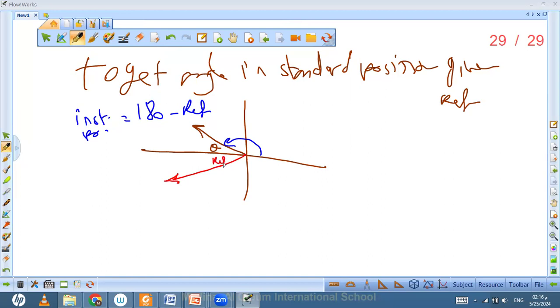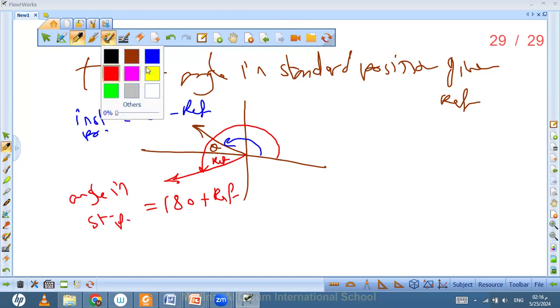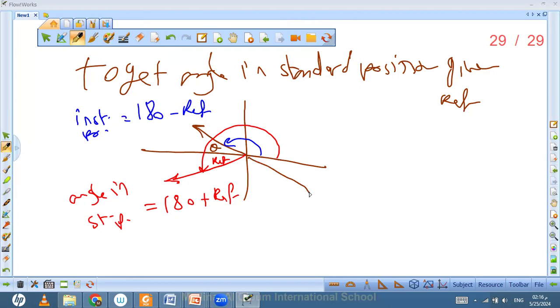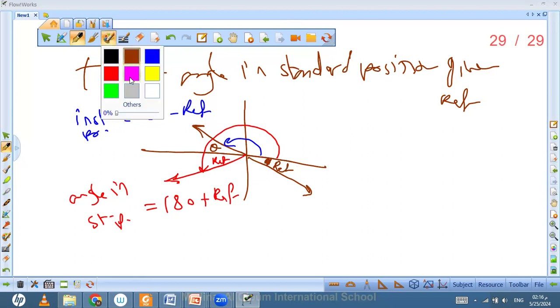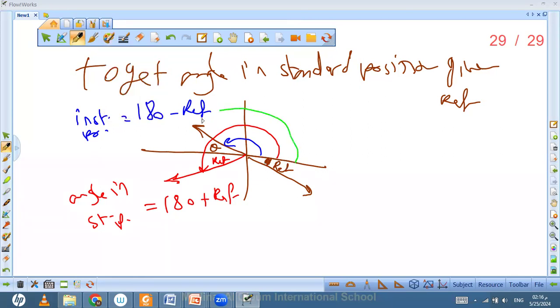I give you this as a reference in the third quad. You would make 180 plus the reference, giving me the angle in standard position. If the angle is in the fourth quad, this one is the reference angle. How can we get this angle? I need all of this angle: 360 minus the reference. That gives me the angle in the standard position.